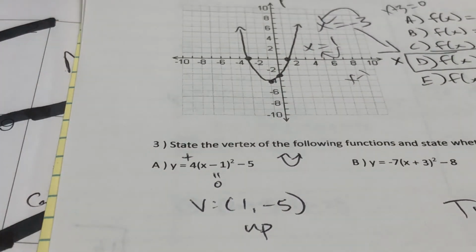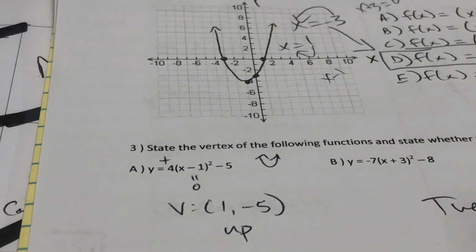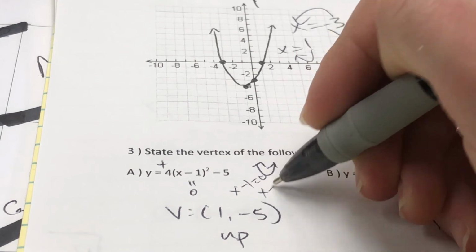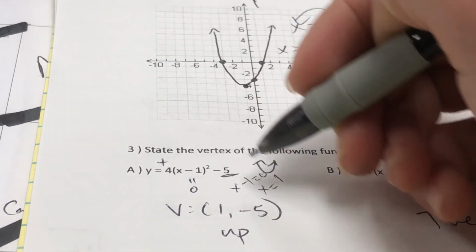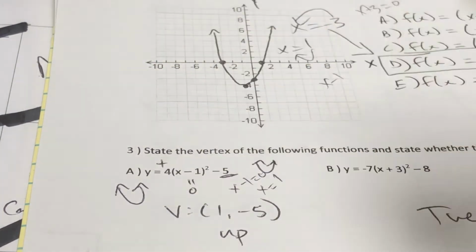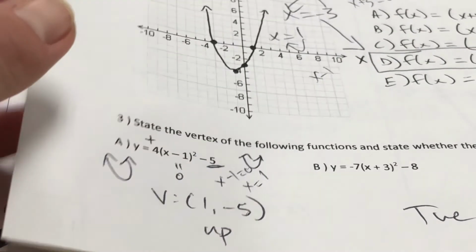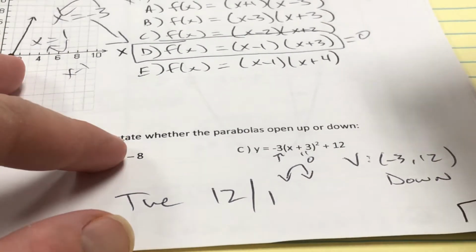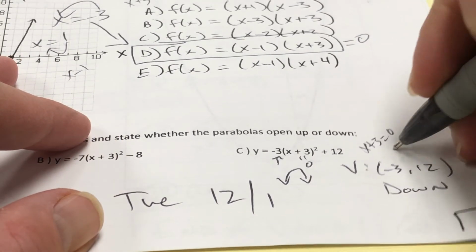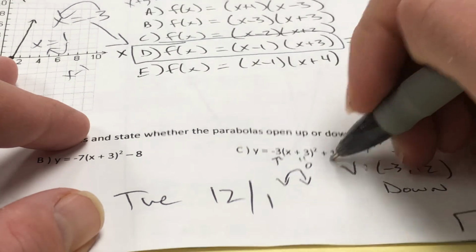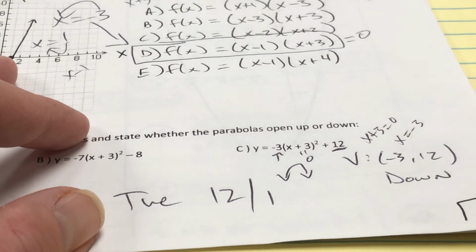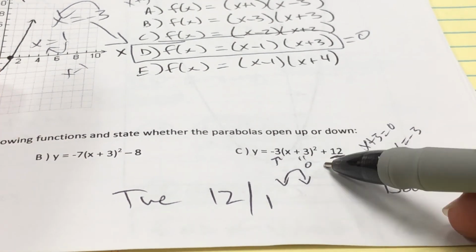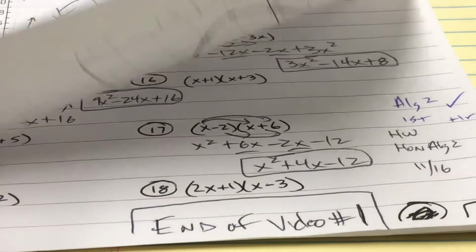All right, number 3 is pretty easy here. State the vertex. Well, this is in vertex form, so set this equal to 0. You get x equals 1, and then the y-coordinate of the vertex, negative 5, and it makes the u, so it opens up. The graph is going up. Here, you set x plus 3 equal to 0. You get x as a negative 3. Y-coordinate of the vertex is 12. Makes an igloo, so it opens down. Negative x squared makes the igloo opens down.